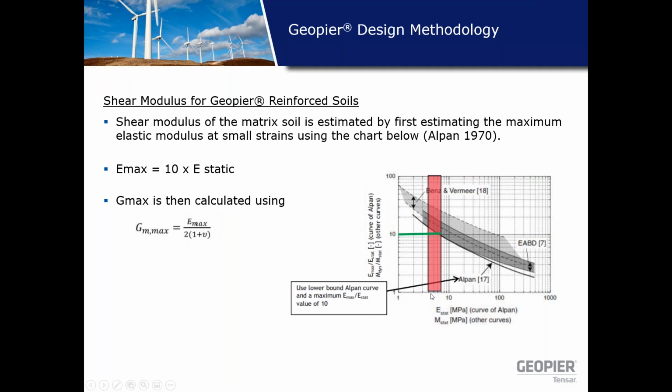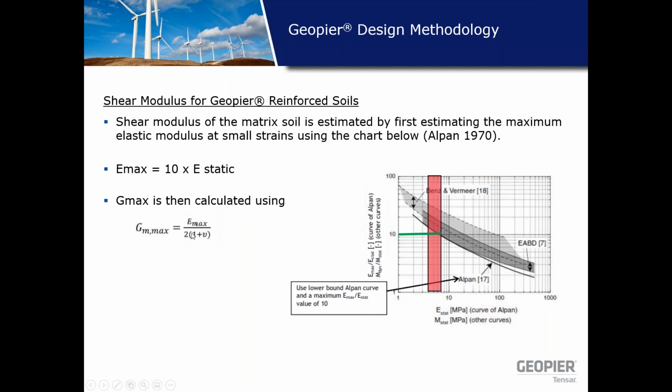So most of the soils that we would have under a wind turbine foundation, at least if it was going to be reinforced with Geopier, has a static modulus of about 4 to 7 megapascals. Starting from that point, we come up and we intersect the lowest curve, which would be the most conservative approach, and this was a curve developed by Alpen. And we come across and we find what the ratio is between Emax and Estat. It turns out it's about 10. So long story short, Emax, or the modulus at small strains, is about 10 times E static.